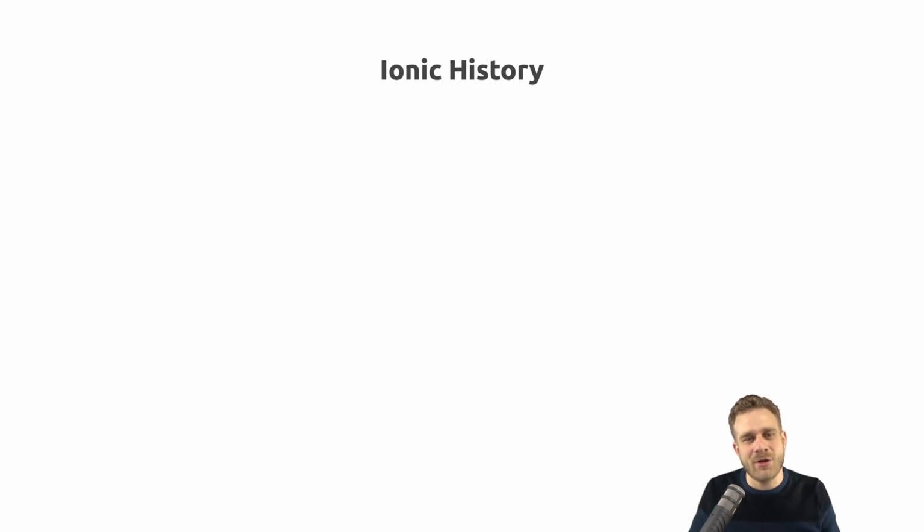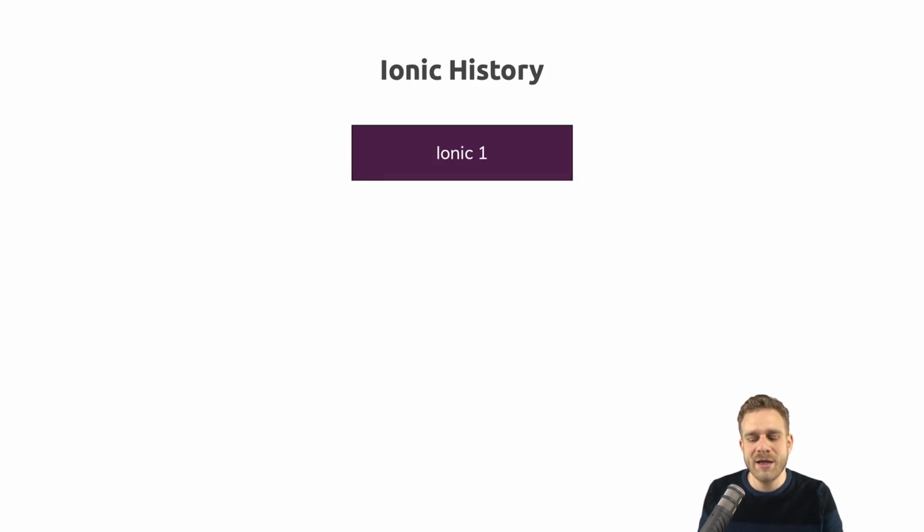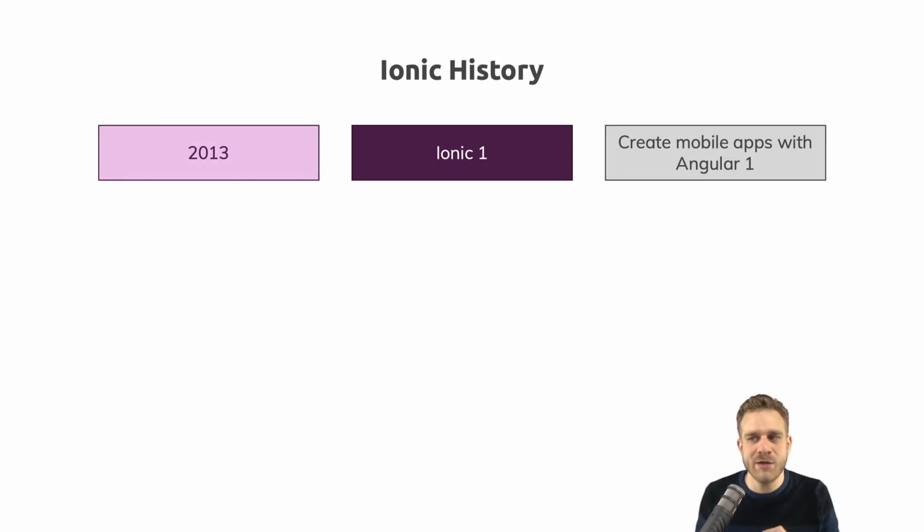Now, Ionic hasn't always been about web components though. Historically, with Ionic 1, Ionic was all about creating mobile apps with Angular 1. And Ionic 1 was released in 2013. In the end, what Ionic 1 did was it didn't create web components. That wasn't possible back then. You couldn't create your own HTML elements. Browsers didn't support that. But it used Angular 1 directives, custom directives, to essentially also give you custom components, but custom Angular components in the end, which run only inside of Angular apps.